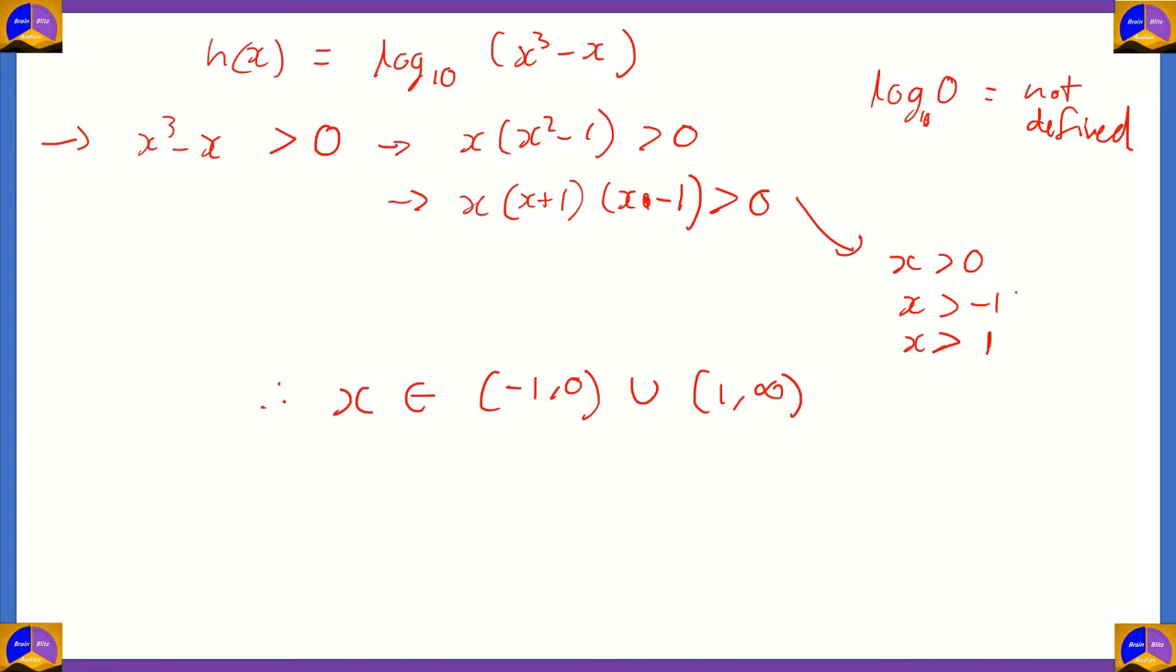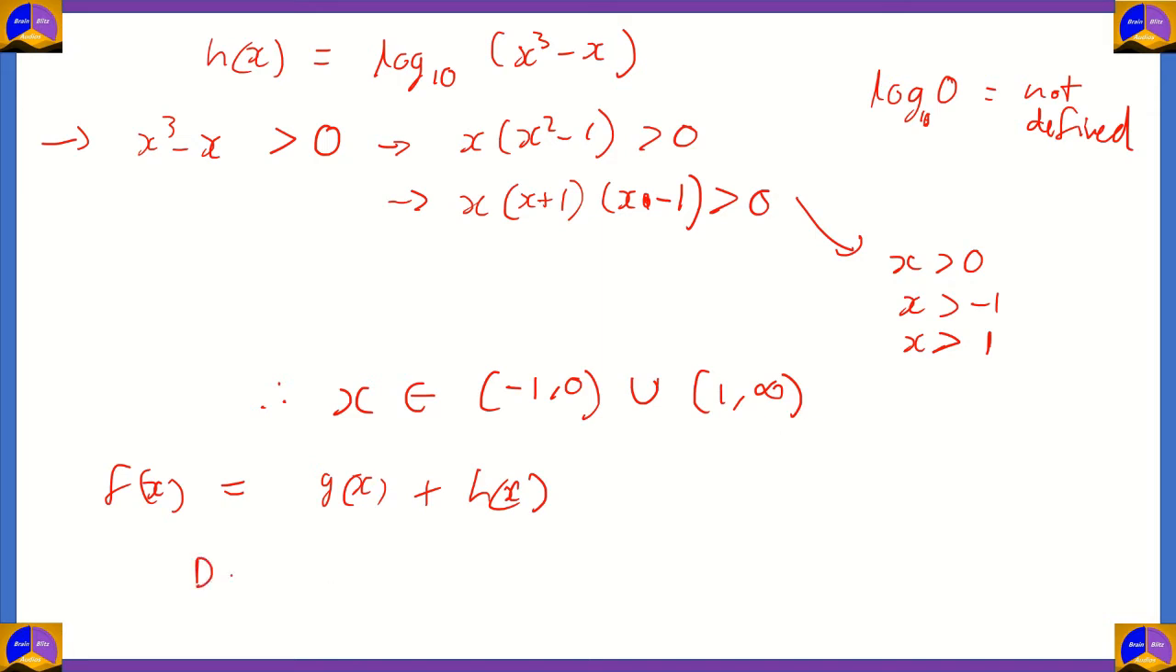x is greater than 0 and x is greater than minus 1, so therefore one of the intervals is the open interval minus 1 to 0, and it is added with the open interval 1 to infinity in order to show the actual domain. So now the original function f of x can be written down as g of x plus h of x. So the domain of g of x is the set of real numbers minus the elements minus 2 and 2, and the domain of h of x is open interval minus 1 to 0, union open interval 1 to infinity.